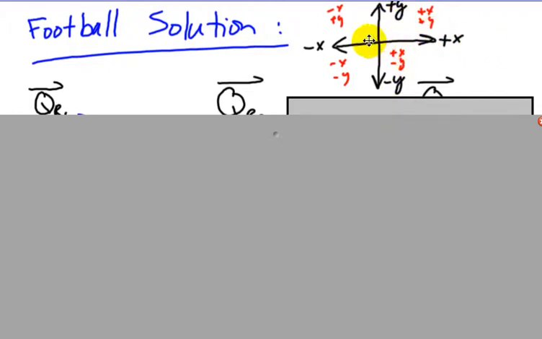So the solution, once again, using the coordinate system here: anything going to the right is a positive x, anything going to the left is a negative x, any vector pointing downwards is a negative y, and pointing upwards is a positive y.